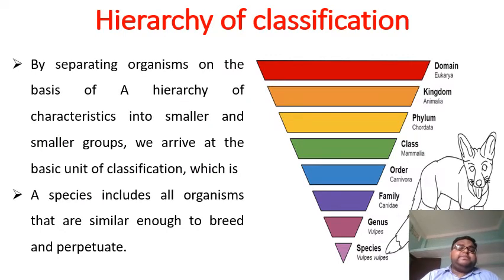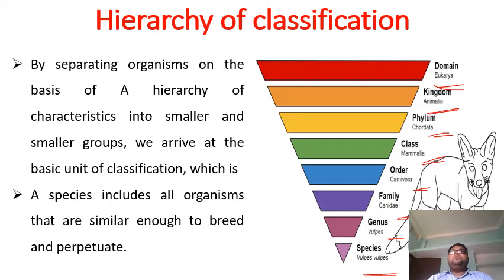By separating organisms on the basis of characteristics into smaller and smaller groups, we arrive at a basic unit, right? So you will see there is a domain Eukarya, so all these organisms are eukaryotic organisms. Then the kingdom is Animalia, the phylum is Chordata, the class is Mammalia, the order is Carnivora, the family is Canidae, and the genus and species follow.